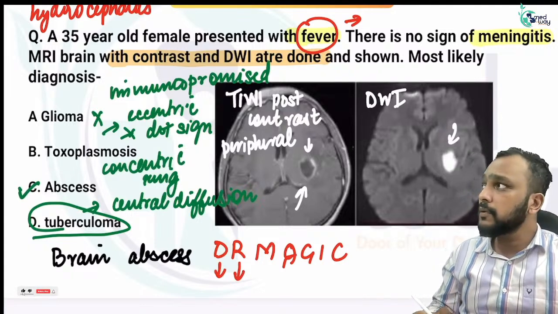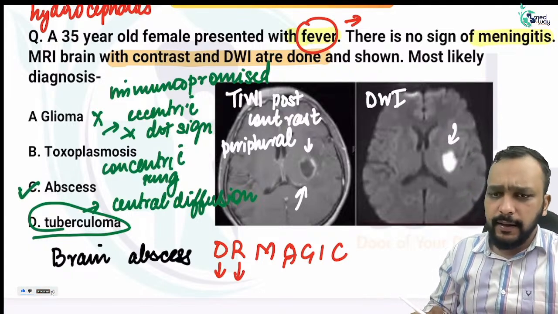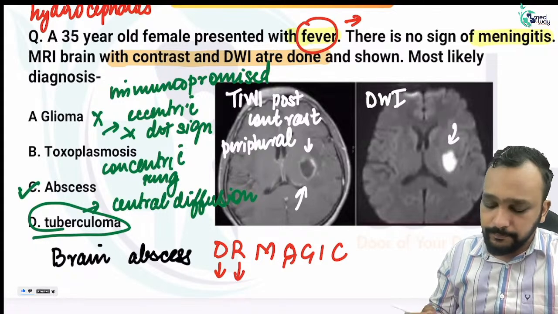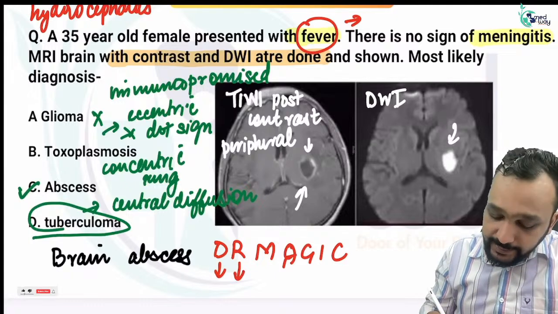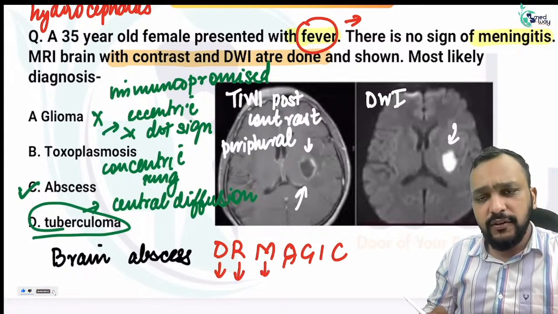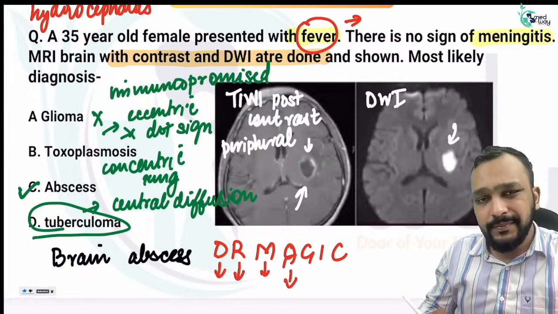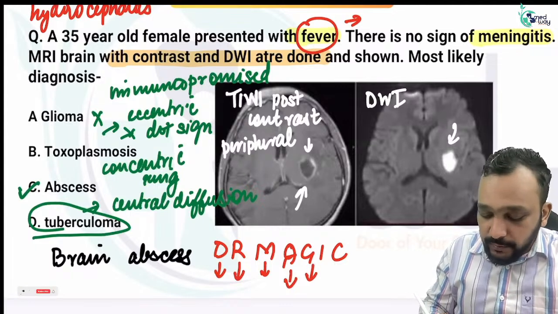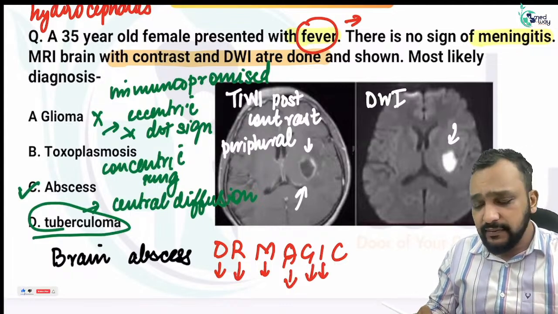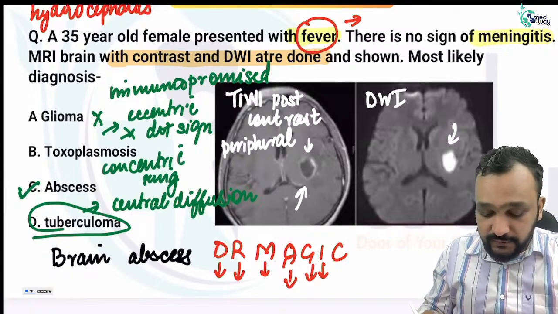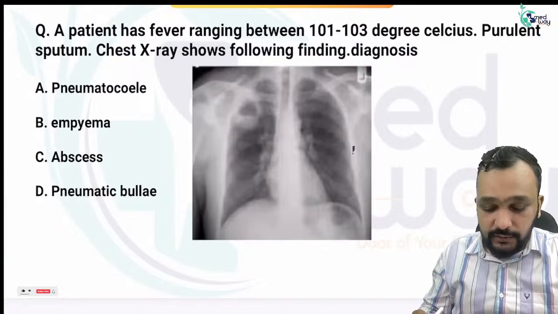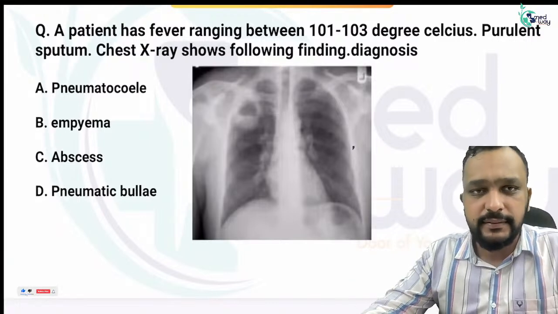So we were talking about the ring enhancing lesions in the brain. These can be demyelinating disease, radiation necrosis, metastasis, A for abscesses, glioblastoma, infective conditions like tuberculomas, and C for cysticercosis. So these are important ring enhancing lesions.